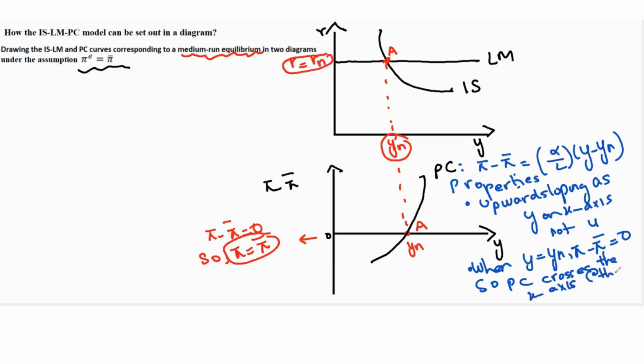at the point where Y is equal to Yn. This is how we can plot our IS-LM-PC model corresponding to medium run equilibrium. The fact that we plotted it such that at the intersection of IS and LM, R is equal to Rn and Y is equal to Yn is only because we wanted to plot medium run equilibrium. And then corresponding to Y equal to Yn, pi minus pi bar is 0, so pi is equal to pi bar. So we meet all the conditions for medium run equilibrium.